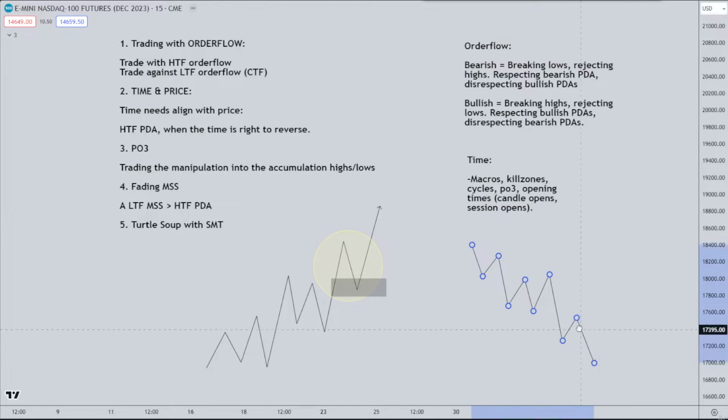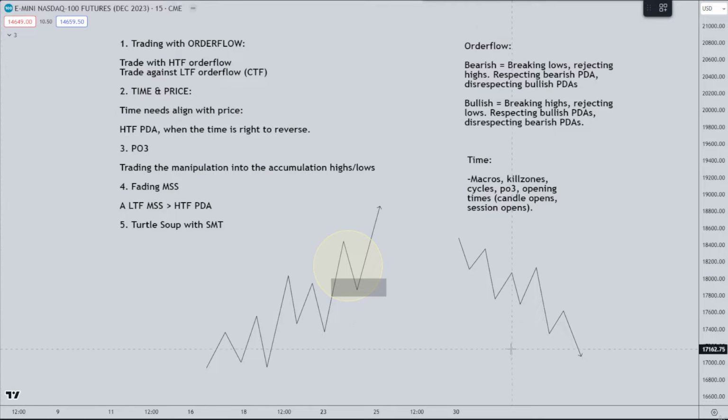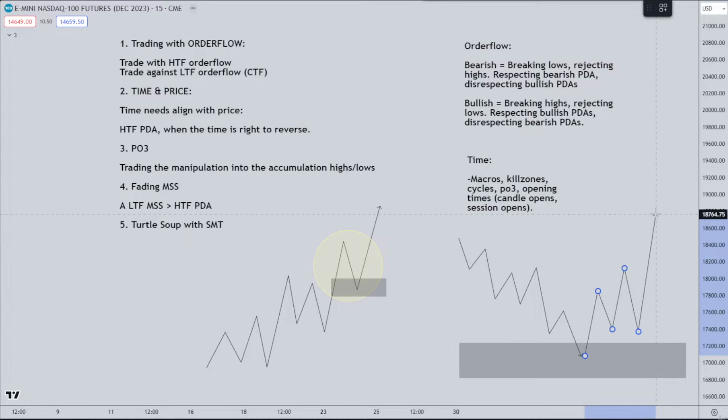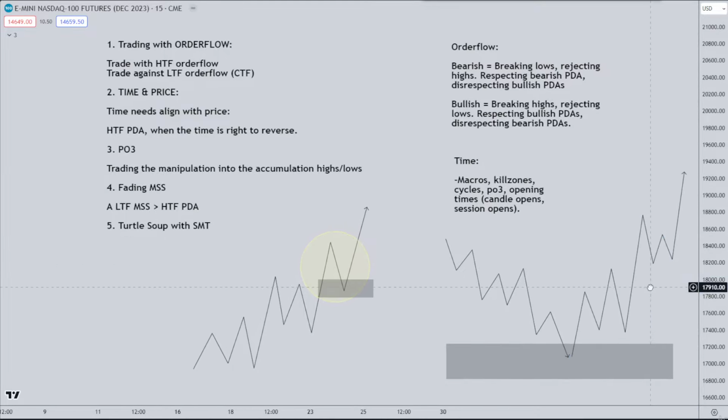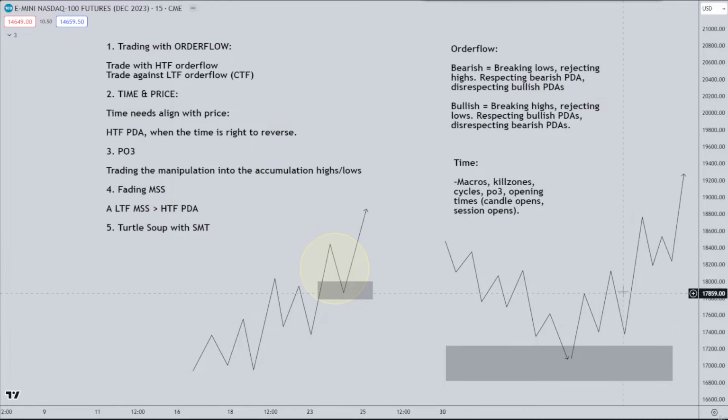until we get to that higher time frame PDA, which is the gray zone, which is where the change in state of delivery happens, the order block, right? Turtle soup, order flow changes, and we go higher, which also happens to be a market maker buy model, right? So all of these concepts, right, can be put together and become very, very easy if you simply trade with order flow, right?